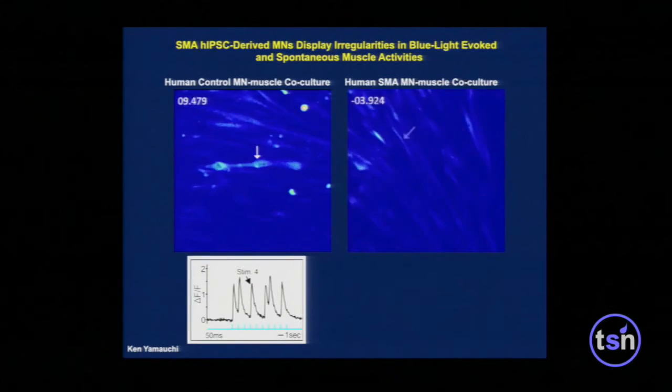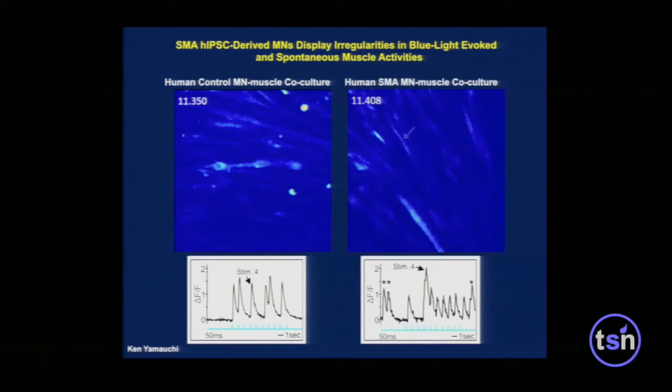Whereas in the SMA cells, we actually find an interesting phenomenon, which is that there's all this crazy spontaneous activity of the muscle cultures around the motor axons. And we don't really know yet the significance of this, but it's something that we really are struck by. And this is using human muscle cells, by the way, instead of mouse cells like we've used in the previous experiments. And this is what the activity profile looks like. So we can see that there's clearly some hyperactivity.